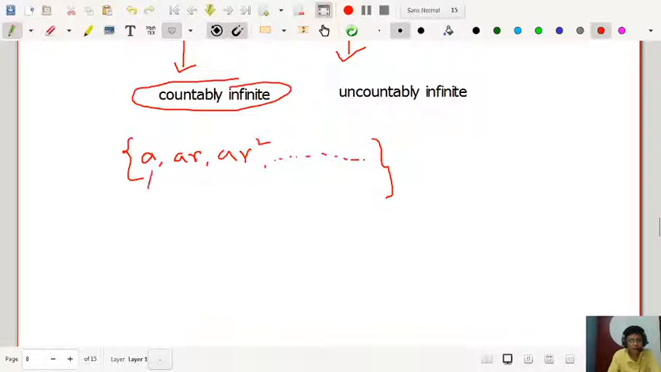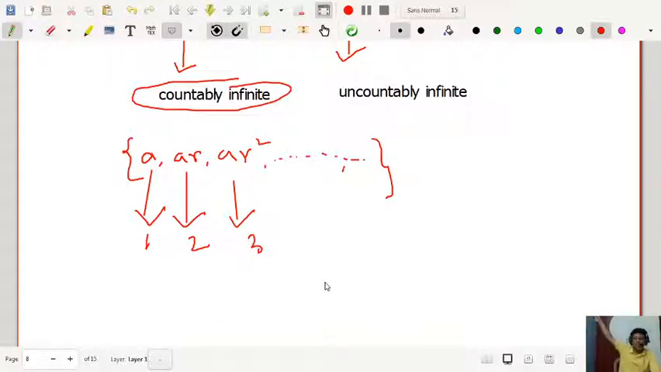Why? Because you can associate it with the natural numbers. This is the first term, this is the second term, this is the third term, and so on. You can write the nth term, the thousandth term, the millionth term, and so on. So this is called countably infinite. Why? Because there is a one-to-one correspondence with the natural numbers. If there is any sequence, series or set having a one-to-one correspondence with the natural numbers, those are countably infinite.